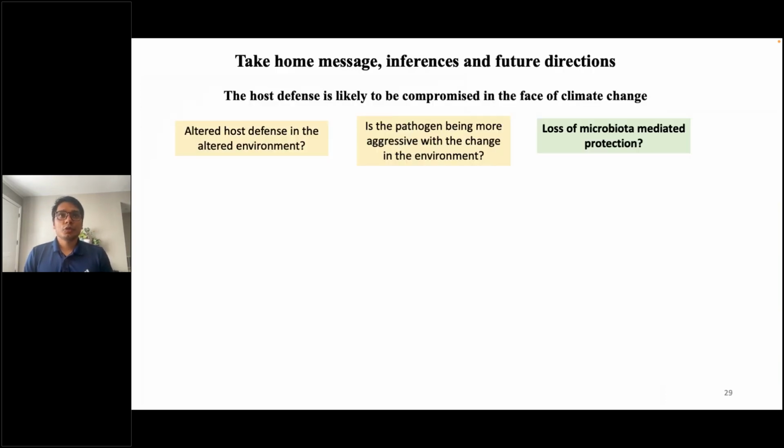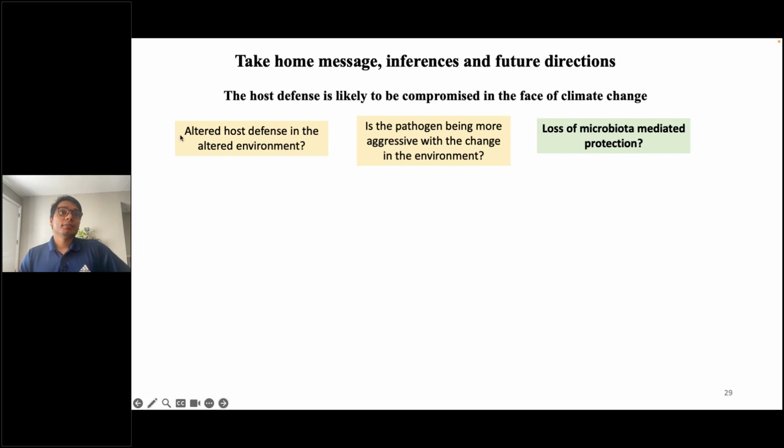So what are the take-home messages or the inferences from my study, and what could be the future directions? The most important finding from our study is that host defense is likely to be compromised in the face of climate change. And as we saw, there was an increase in disease in the resistant cultivar, which is known to be the most resistant, as it has a quantitative polygenic resistance.